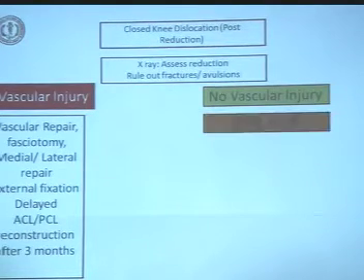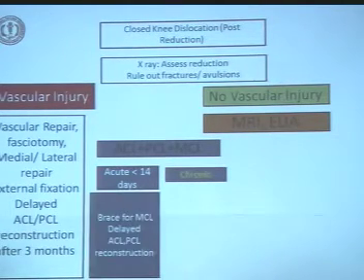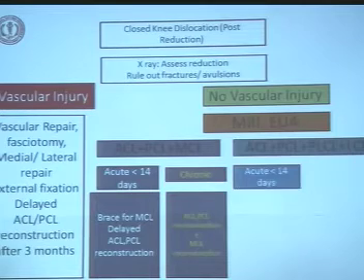If there is no vascular injury, go for MRI and examination under anesthesia. If there is injury to the ACL plus PCL plus MCL, in the acute setting, less than 14 days is known as acute setting, go for brace for the MCL, delayed reconstruction for the ACL and PCL. In the chronic setting, go for ACL and PCL. I am finishing, sir. This is the last time. Okay. I am finishing. ACL and PCL reconstruction and MCL reconstruction.